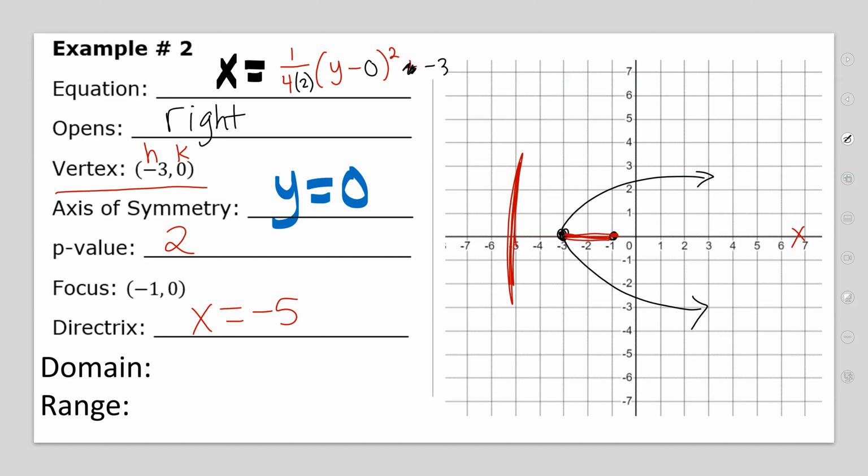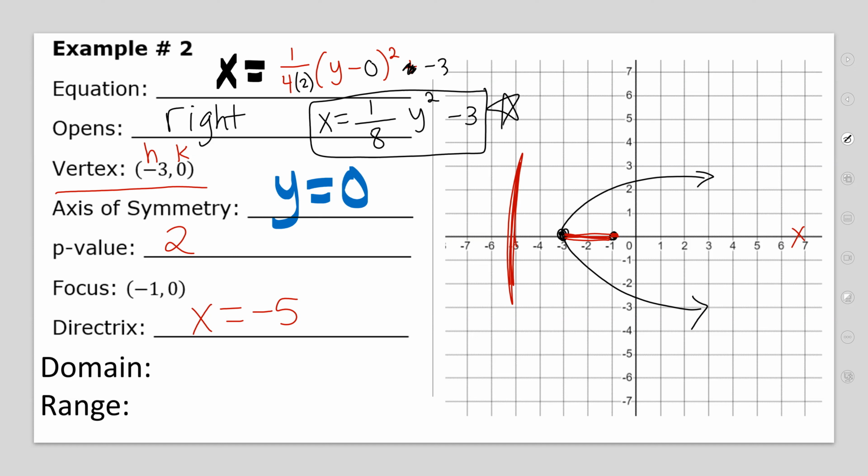Okay, so now let's just simplify our formula, our equation. I get x equals 1/4 times 2 is 8. Y minus 0 is just y, and then you have a -3 on the end. So this is your equation when you simplify it.